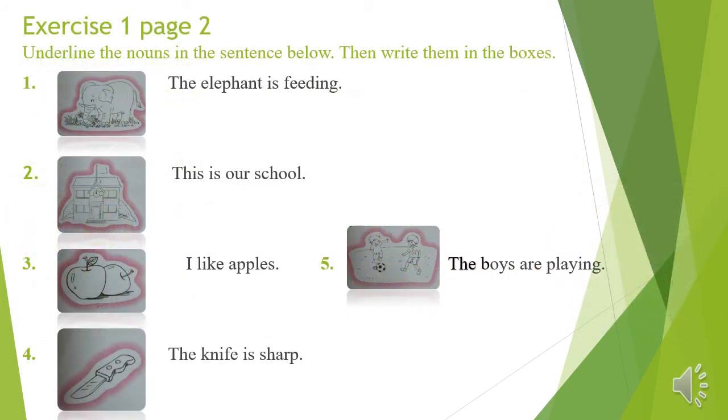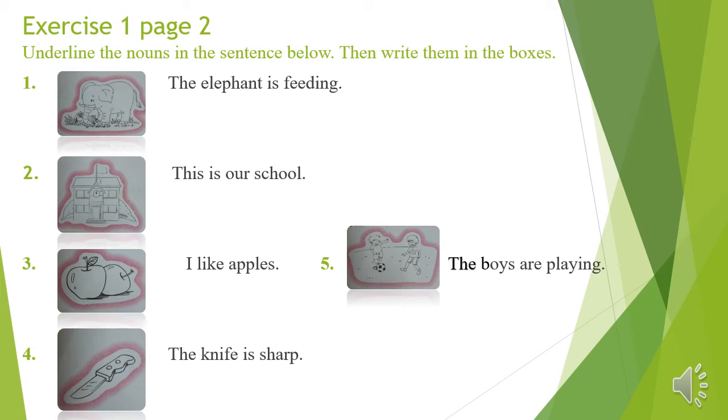Look at page 2 of the book Grammar and Usage. We will revise exercise 1. Statement. Underline the nouns in the sentences below. Then write in the boxes. Students, in these sentences you have to underline all the nouns and then write them in the given boxes. I'm going to read these sentences for you. Then we will underline the nouns.